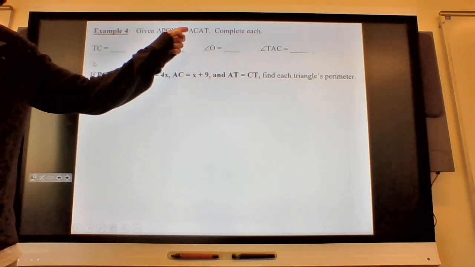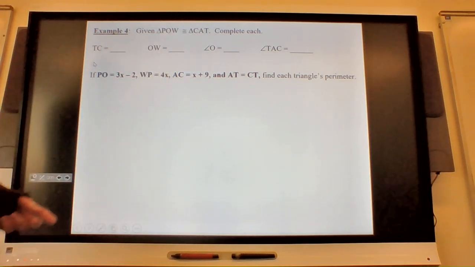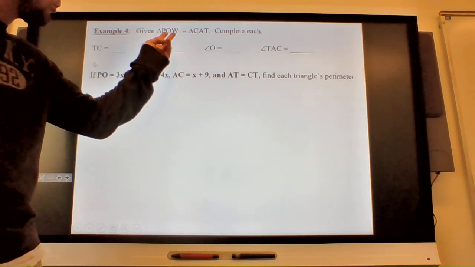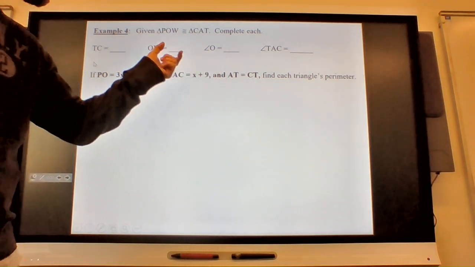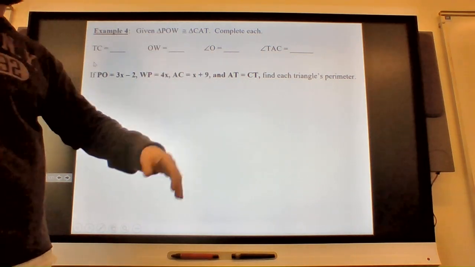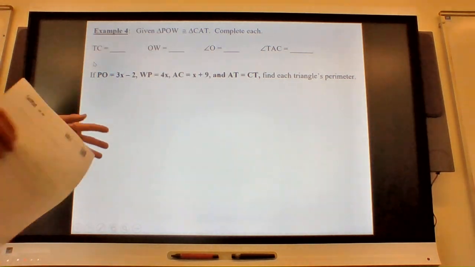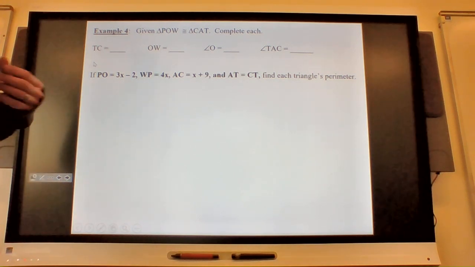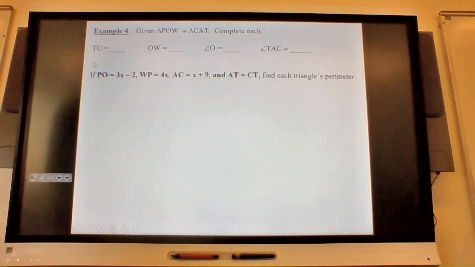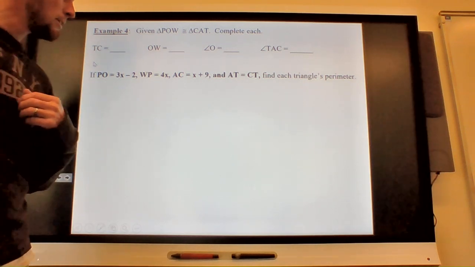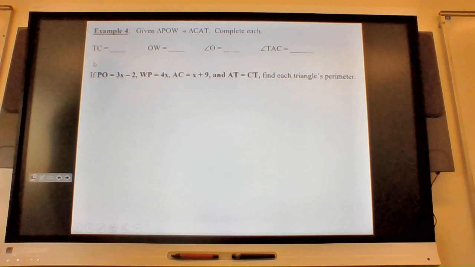Triangle POW is compared to triangle CAT, which is telling you PO and CA are the same, OW and AT are the same, PW and CT are the same. Without that letter order, there's more than one answer to this, and there's not a condensed set of answers on there. I would rate this as a relatively tricky problem. This is an honors level problem. I think I've given this to my regular Math 2 or Math 1 classes before, and this is a really challenging problem for them.